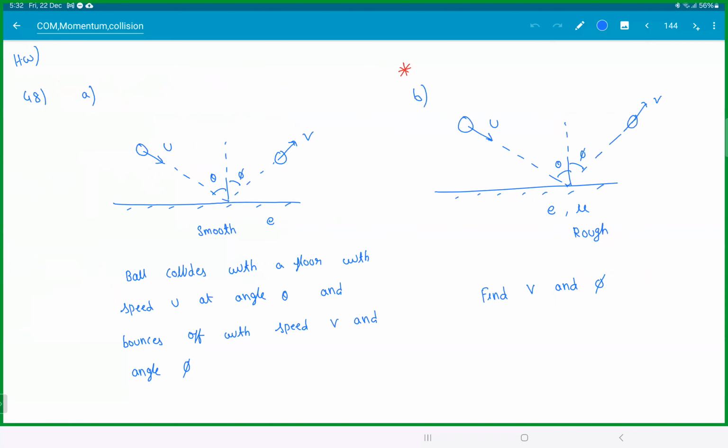Come on, everyone. Hope everyone has tried this homework problem. The first one was easy. Everyone got that. The second one is an interesting one. Sure, let's see the first one.